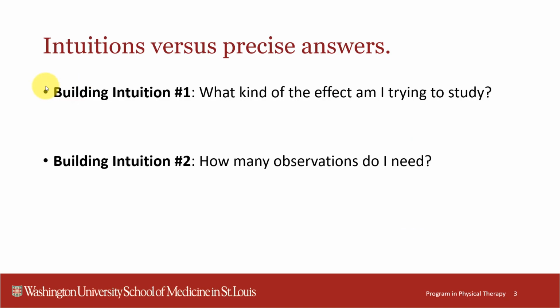So in this video, I want to build up two intuitions in particular. One is about what kind of effect you are trying to study? And the other is how many observations do you think you will need? Because these are two things in my personal experience that people underestimate a lot. And certainly I know in my growth as a researcher, I got very wrong early on in my career.